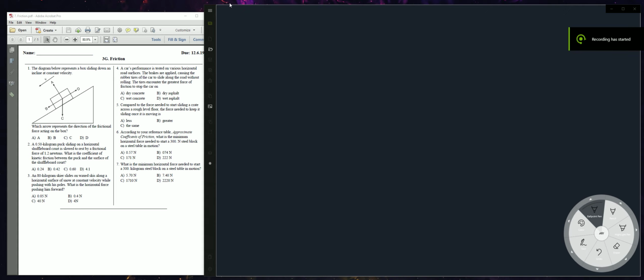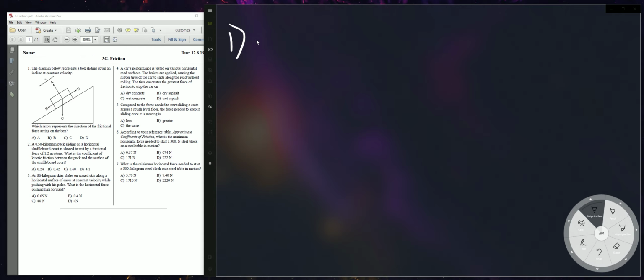Alright, this is going to be the friction homework. Castle Learning walkthrough 3G friction. So let's take a look at number one. Number one. Which arrow represents the direction of the frictional force acting on the box?